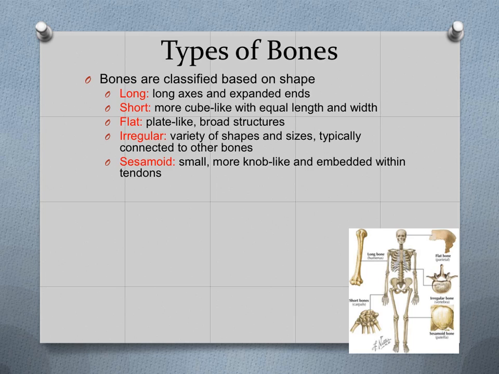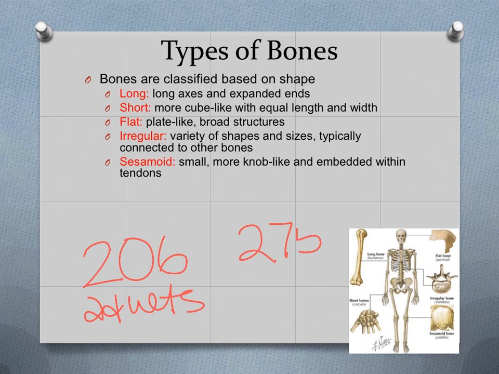Okay, so let's talk about what different kinds of bones you have in the body. There are quite a few. So we generally group them by their general shape. As adults, we have about 206 bones total in the body. When we're born, we have more like 275 as babies. And bones begin to join together throughout our lives. So we classify them based on their general size and shape.